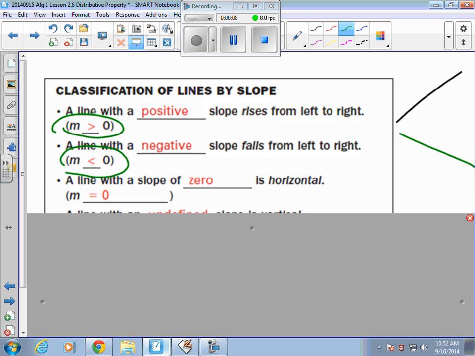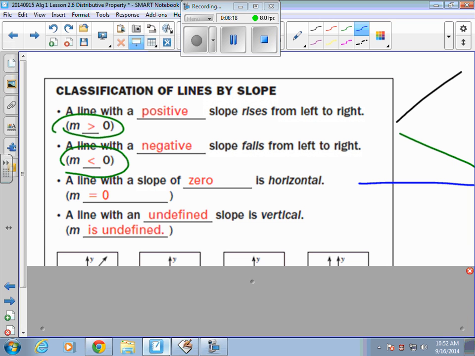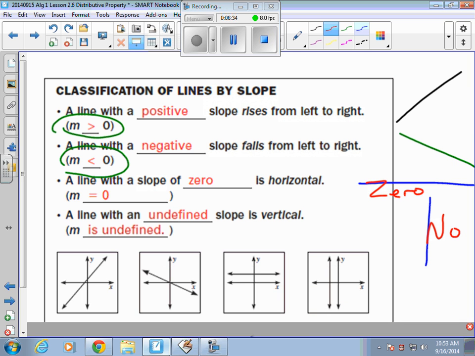A line with a slope of 0 is horizontal. Its slope value is 0. That's a horizontal line. Think of the horizon going across. And then a line with an undefined slope is one that goes straight up and down. People get those two confused a lot. A student taught me this a long time ago. You can write the word 0 with 0 slope, and you can write an N for no slope for the one that has no slope or an undefined version.